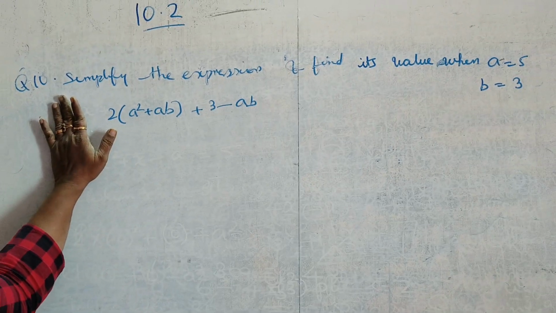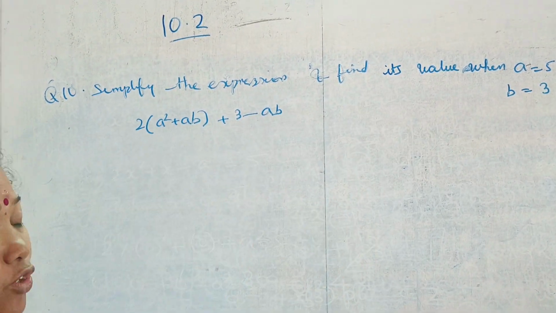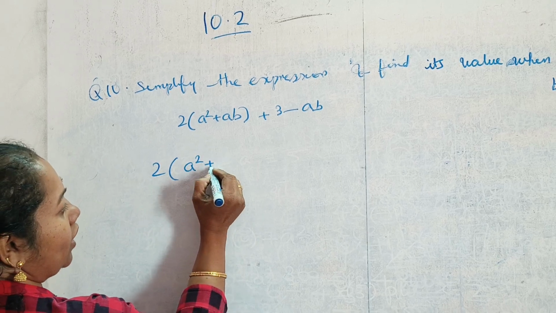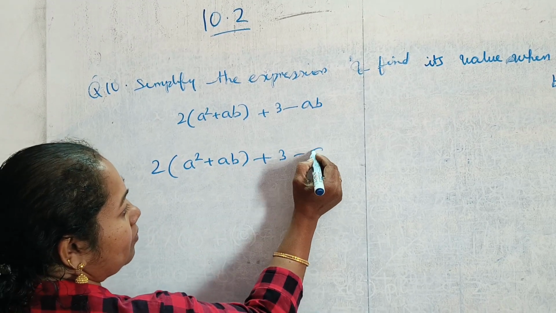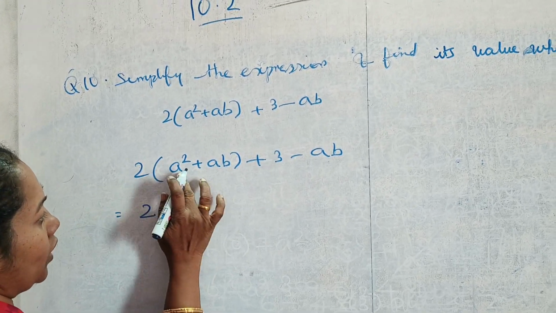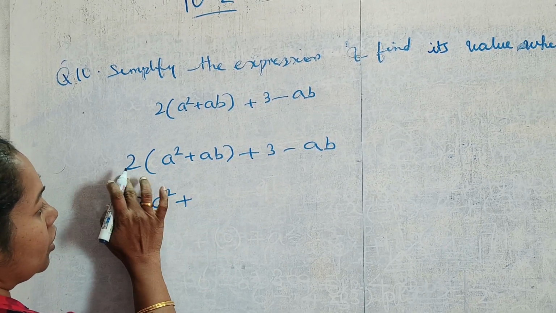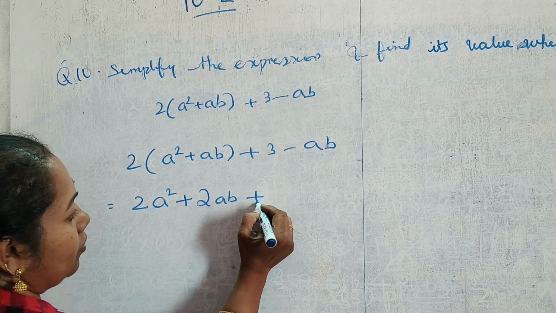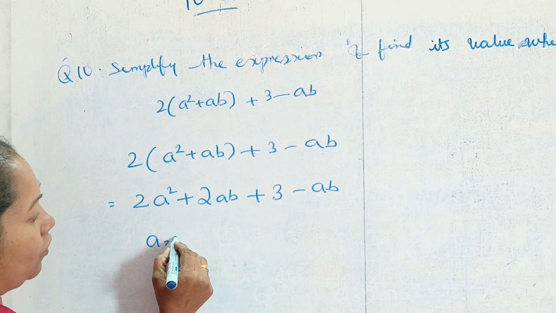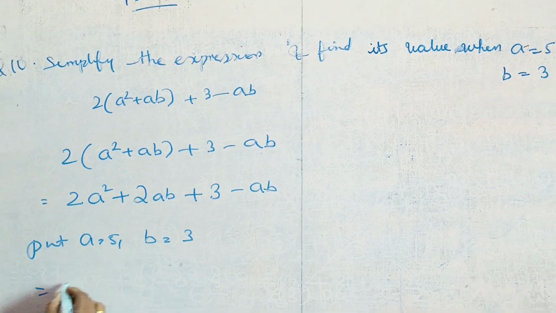Okay. Question number 10. Simplify the expressions and find its value when a equals 5 and b is equal to 3. So the question is 2 multiply a square plus ab, plus 3 minus ab. Let us open this bracket. So 2 into a square, 2a squared, plus 2 into ab, 2ab, plus 3 minus ab. Now the value of a is equal to 5 and b is equal to 3. We have to put the value in this expression.